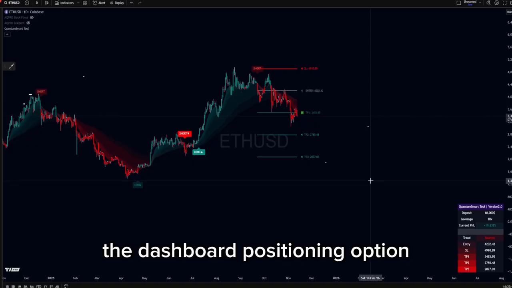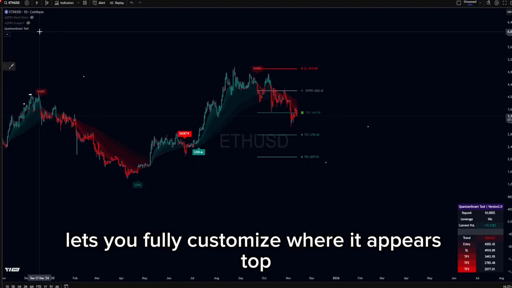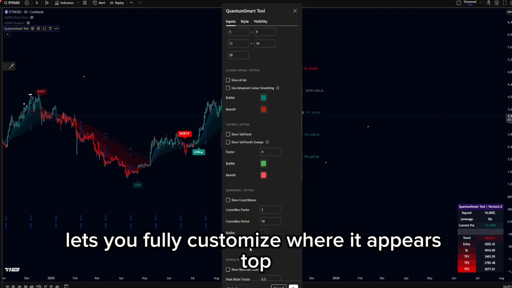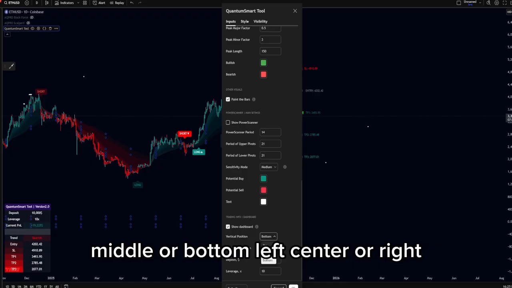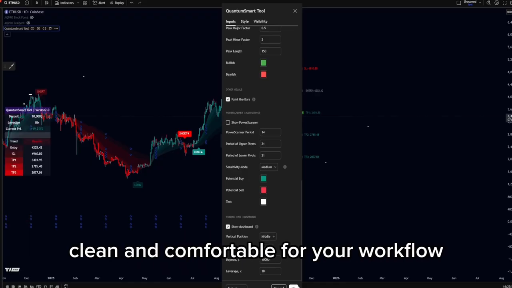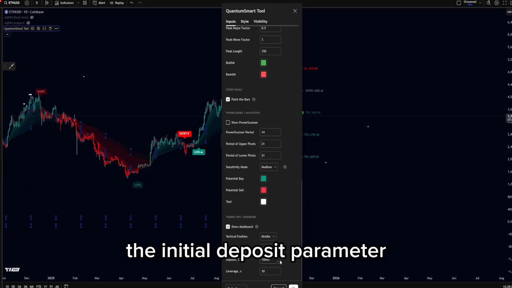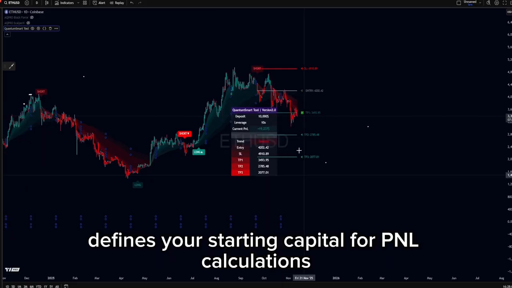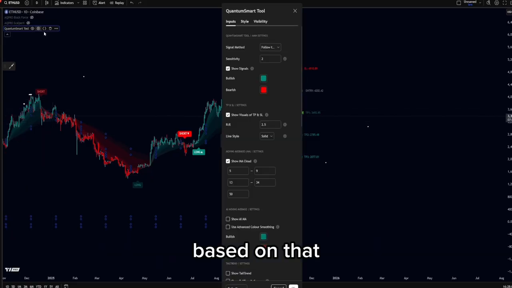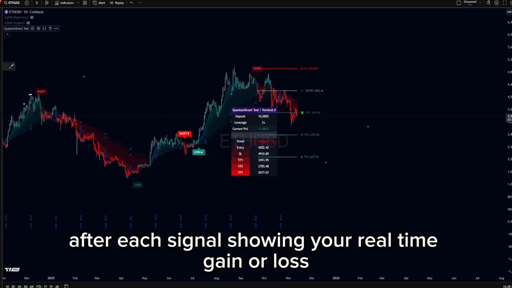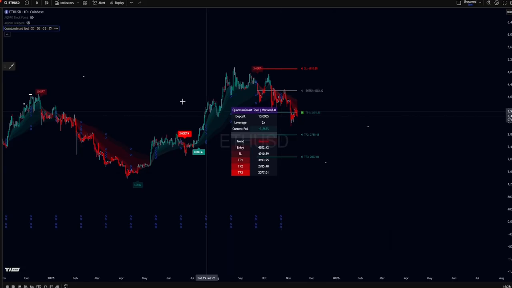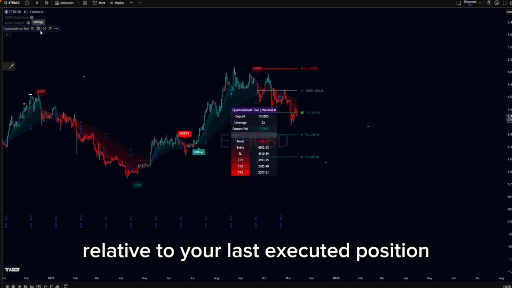The dashboard positioning option lets you fully customize where it appears: top, middle, or bottom, left, center, or right, so you can keep your chart layout clean and comfortable for your workflow. The initial deposit parameter defines your starting capital for P&L calculations. Based on that, the dashboard automatically tracks how your equity changes after each signal, showing your real-time gain or loss relative to your last executed position.